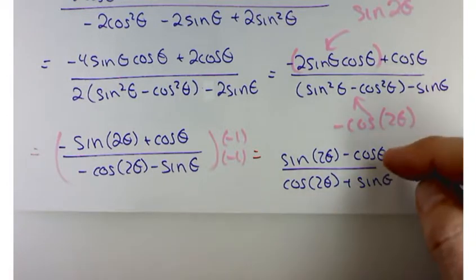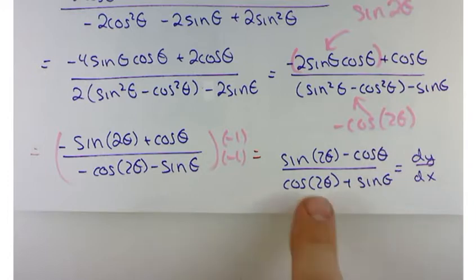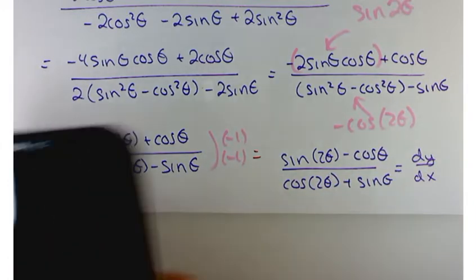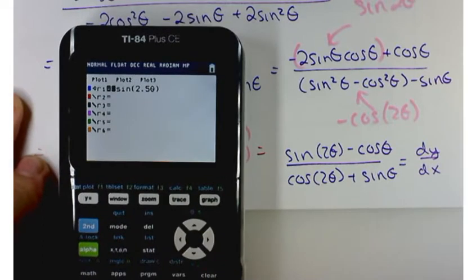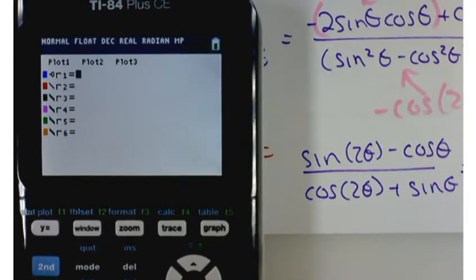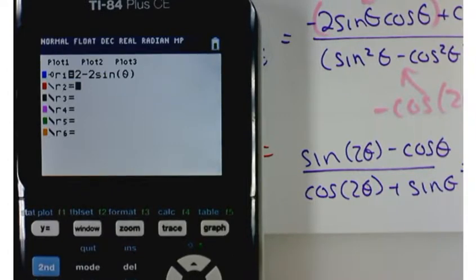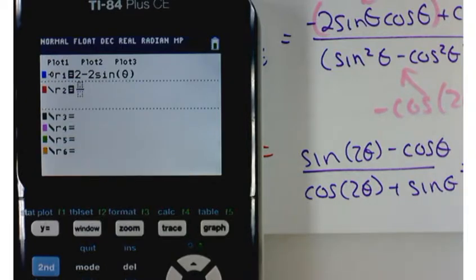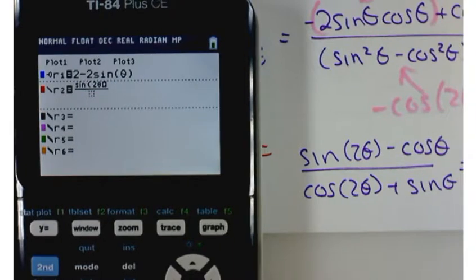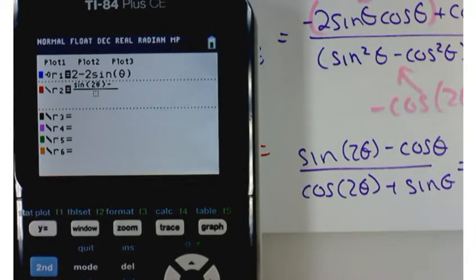Let's do two things. First of all, I'm going to plug in the function so that I can graph it. And then I'm also going to plug in the derivative so I can find values of the derivative, see what they look like. So as far as our function is concerned, let's take care of that part first. 2 minus 2 sine of theta. And then let's put in our derivative. I'm going to hit the alpha key, then the y equals key. That gives me a numerator and denominator. So in the numerator, I want sine of 2 theta minus cosine of theta divided by cosine of 2 theta plus sine of theta.